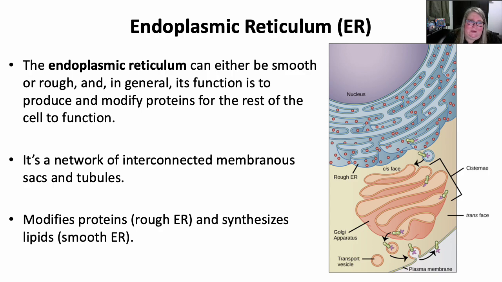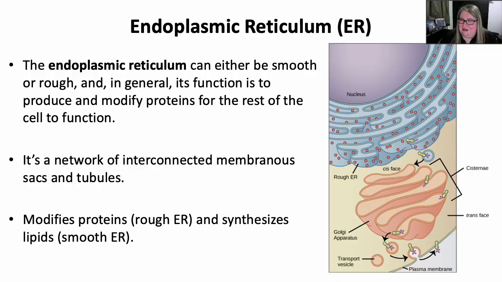Now, the endoplasmic reticulum is a network of interconnected membrane sacs and tubules. The ER has 2 parts. We have the rough endoplasmic reticulum and we have the smooth endoplasmic reticulum. Each has its own job. The rough ER's job is to make and modify proteins, and the smooth endoplasmic reticulum's job is to make lipids.